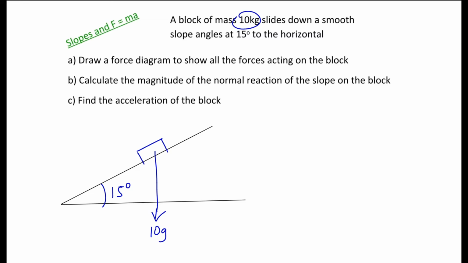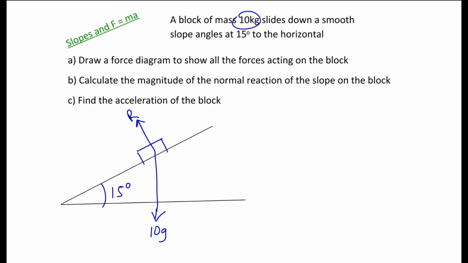And then we know that there's a normal reaction that's going to be perpendicular to the floor. And then there are no other special forces acting on it. I mean, the 10g is just gravity.